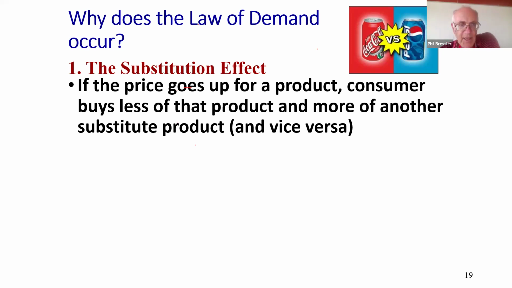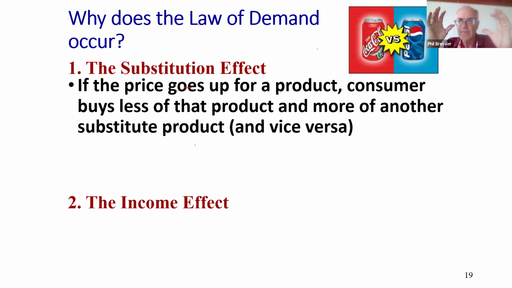Okay. The second one is the income effect. Now, if I have $10 and Coke is $1, I could buy 10 Cokes. But if it goes up to $2, I can only buy 5. So the income effect is about purchasing power.